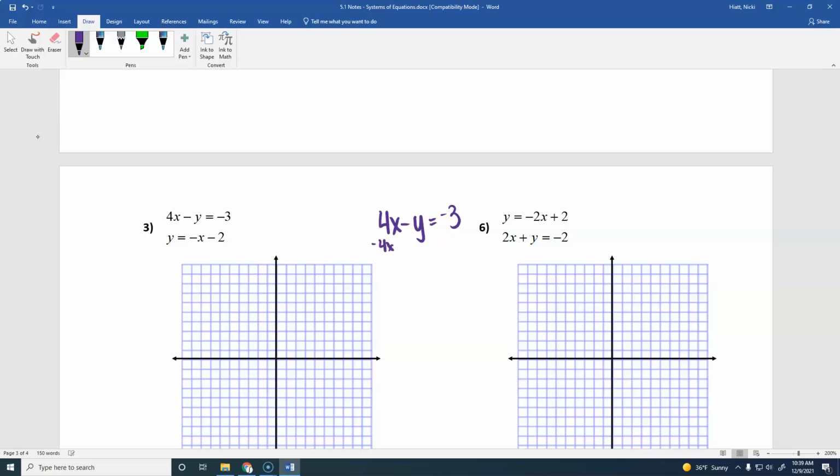Okay. So we'll subtract 4x from both sides. So that gives negative y equals negative 3 minus 4x. And then what would we do, Wade? So we end up with y equals 3 plus 4x. So if you have an equation that's not solved for y, you've got to solve that for y.